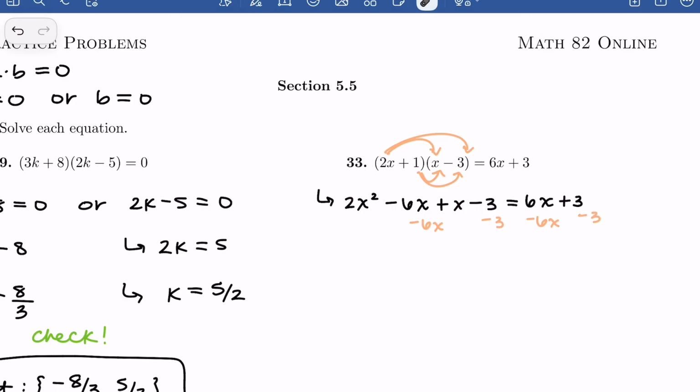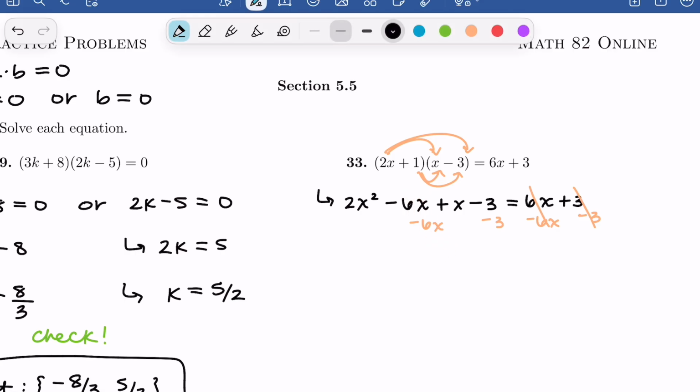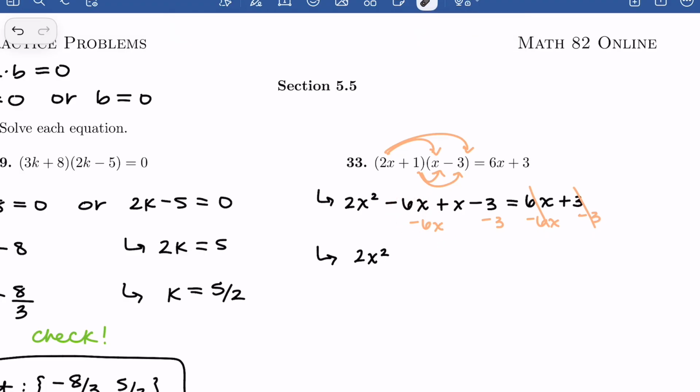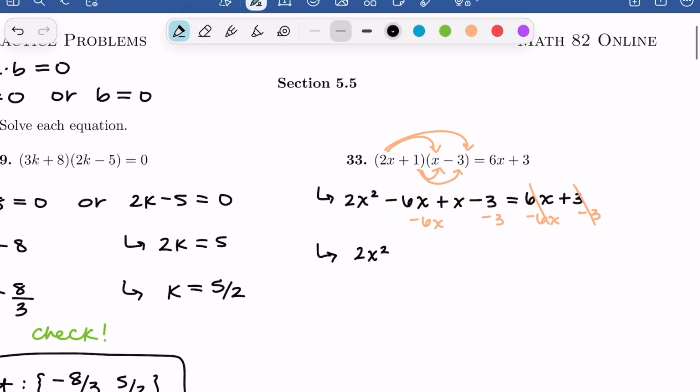Now we have to be careful with our signs here because these guys are going to cancel, because we have a positive 6x and a minus 6x and a positive 3 and a minus 3. So on the right-hand side of our equation, we should have 0. But here we have a minus 6x and a minus 6x. That would give us minus 12x. So we're going to have 2x squared, and we have a minus 12x here, but then we have a plus x. So this would give me minus 11x. And then here I have a minus 3 and a minus 3. So that's going to give me a minus 6. And then we have 0 on the right-hand side of our equation.